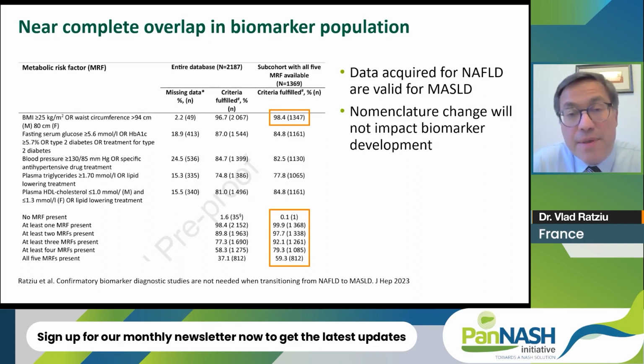And sometimes those metabolic risk factors in historical data sets are missing. Most of the time, it's not the BMI that's missing, but probably hypertension, dyslipidemia. However, when all of them are present, we only found one patient out of 1,369 who did not have any metabolic risk factor present and yet had steatosis in the liver unexplained by any other cause. So clearly speaking, all the research that was done in terms of biomarkers with the old definition can apply with the new definition.